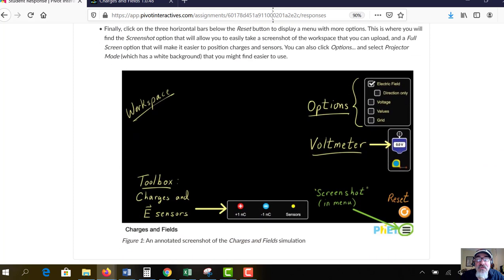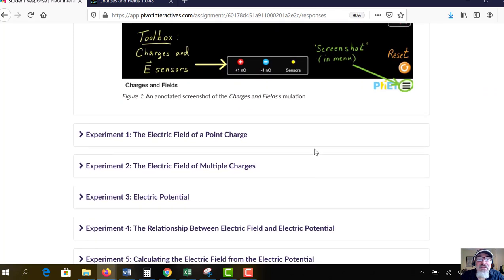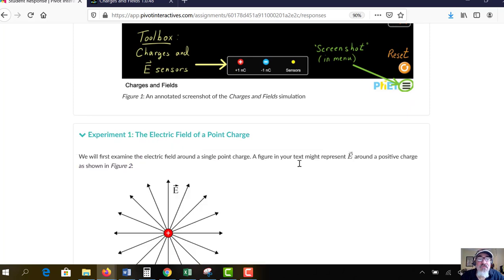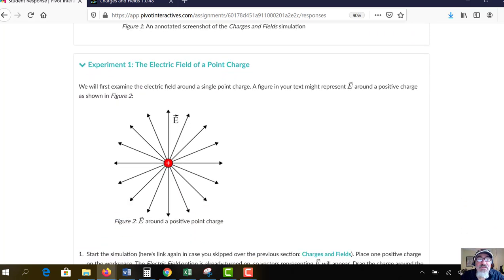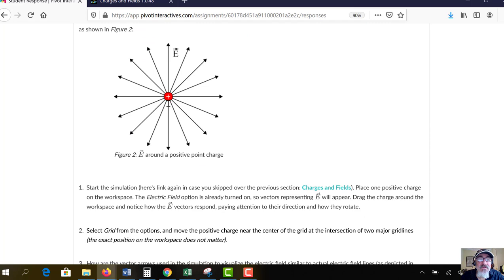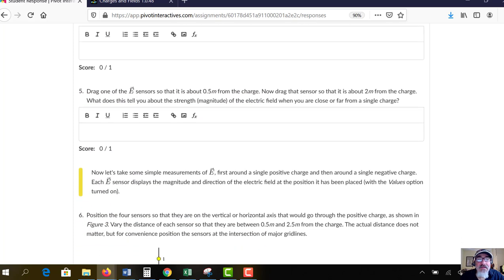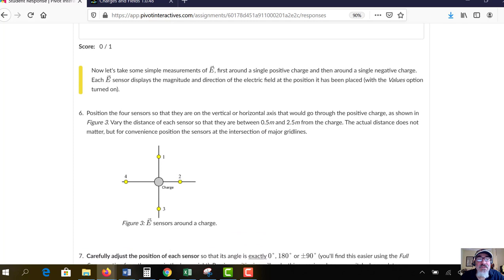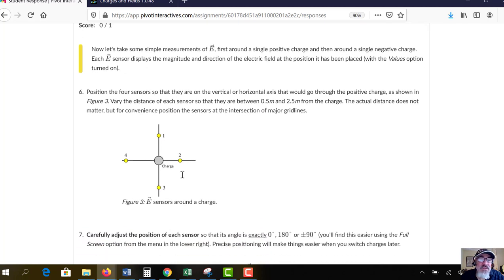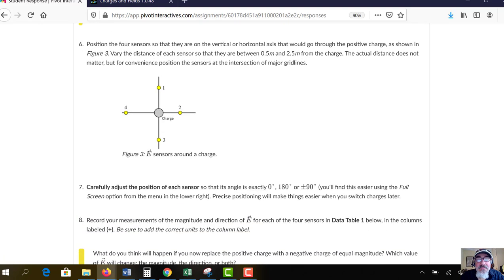But this is called your workspace here. And then we've got the first actual experiment. So go through and answer these questions. Positive charge, you're familiar with what the electric field looks like for a positive charge. Answer these questions. Okay, I don't want to give too much away. And then you can move the charges into different positions, that sort of thing.